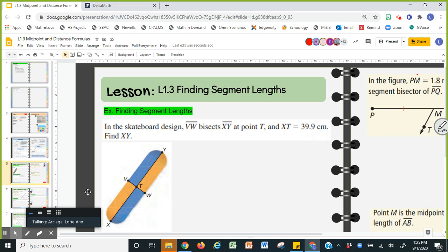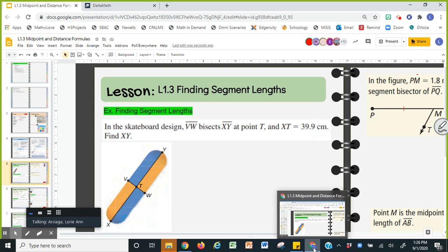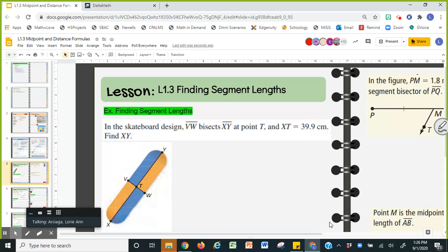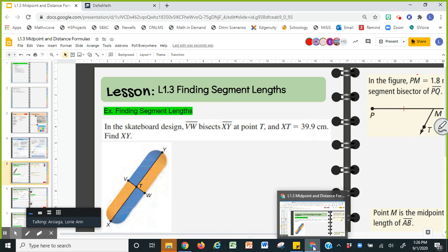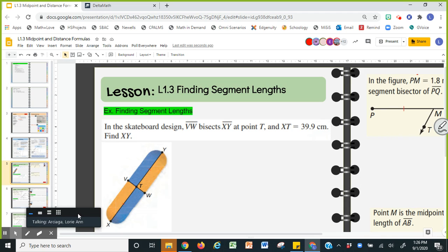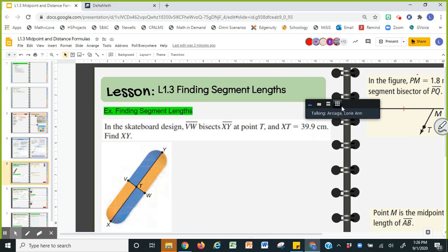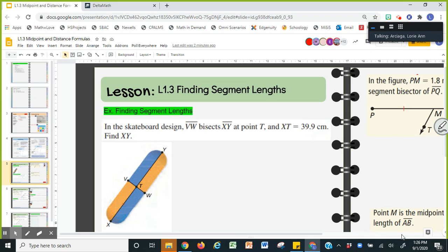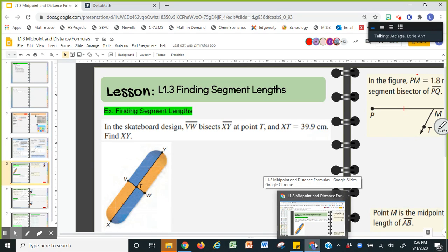So what I would like you to do is, in the chat box, give me the answer to XY. Find XY. How are you going to do that? XT is already given, and we know that a midpoint divides it into two congruent parts. So let me hear from you first. In the text box, go ahead and type whatever answer you think goes to that example. Even just the final answer will do. So what do you think is the measure of XY?